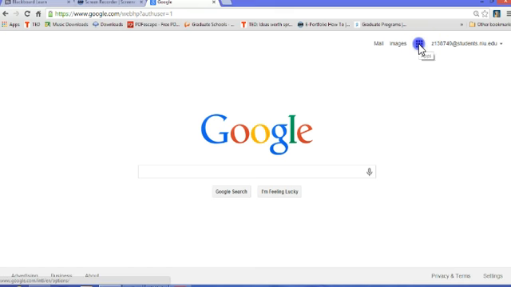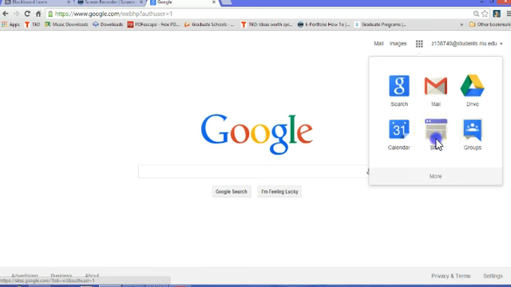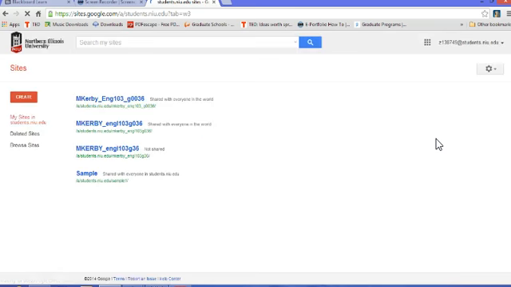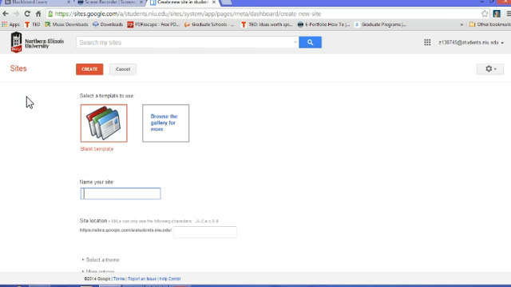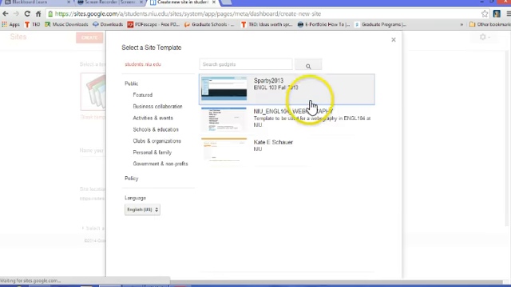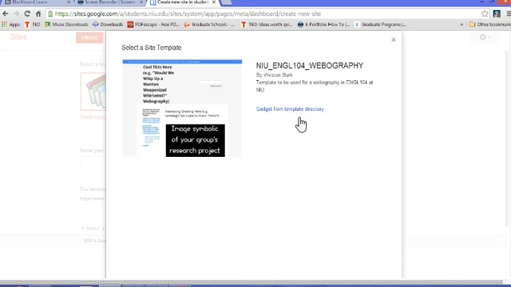So you'll log into your student email and go to Sites. And once you get there, you're going to create a site. Those of you who did your ePortfolio last semester in 103 will remember how to do this. Browse the gallery for more, and this time it's the second one that will pop up. If it doesn't pop up for you, you can just search for it in here. So I'm going to click that.